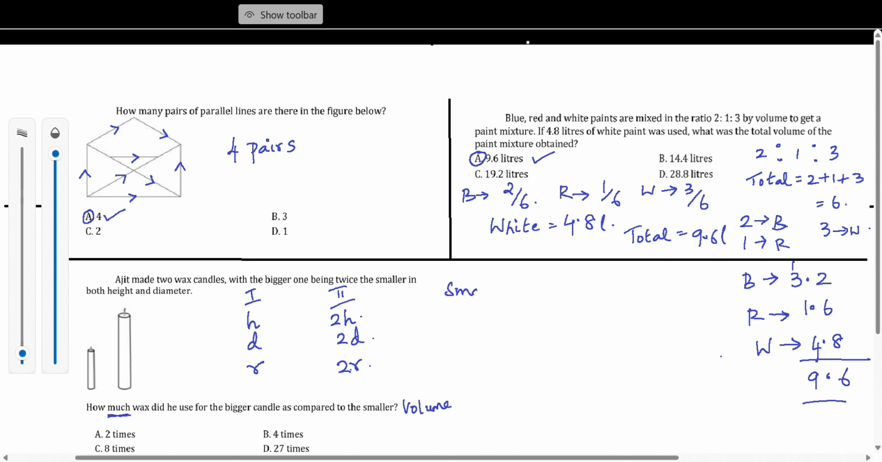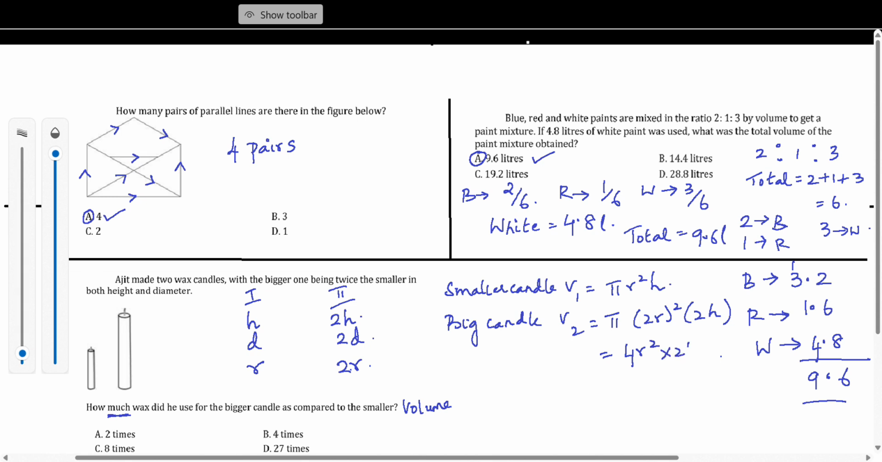So now the smaller candle volume V1 will be pi r squared h, which is the formula for a volume of a cylinder. The bigger candle's volume is also pi r squared h, but here r is 2r and h is also 2h. So 2r squared is 4r squared, into 2h into pi, making it totally 8 pi r squared h.